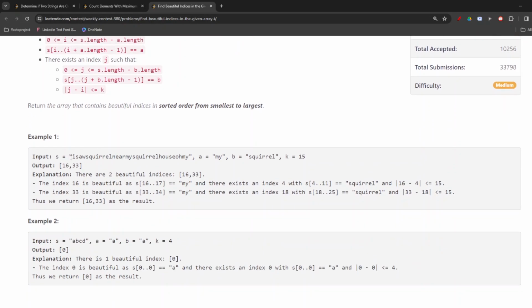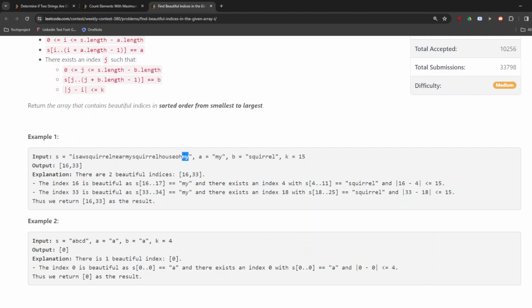Now in this first example, a is "my" and b is "squirrel". So a is "my", right? Here we will be checking for "my", which as per this is at the 16th index, and now "squirrel", which is this one, is starting after this. For i and j, if we do j minus i, that is 16, 17, 18, so 18 minus 16 would be 2, right? Which is less than 15.